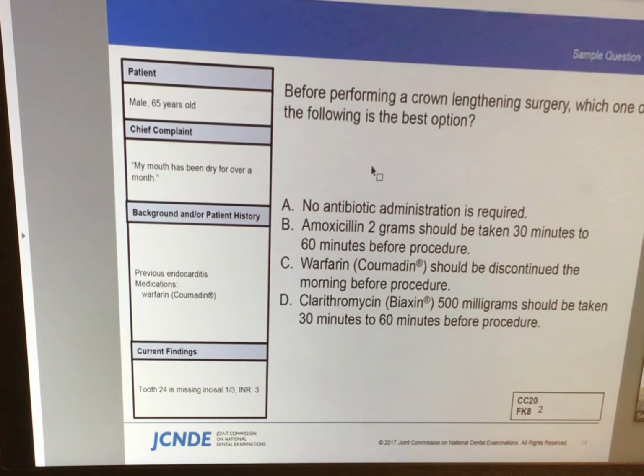Before the extraction: A, no antibiotic administration is required. B, amoxicillin 2 grams should be taken 30 minutes to 60 minutes before the procedure. C, warfarin should be discontinued the morning before the procedure. No, we already discussed that we don't discontinue anything. And then D, clarithromycin, 500 milligrams should be taken 30 minutes to 60 minutes before the procedure.